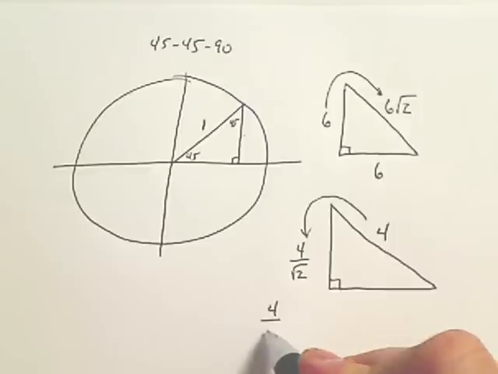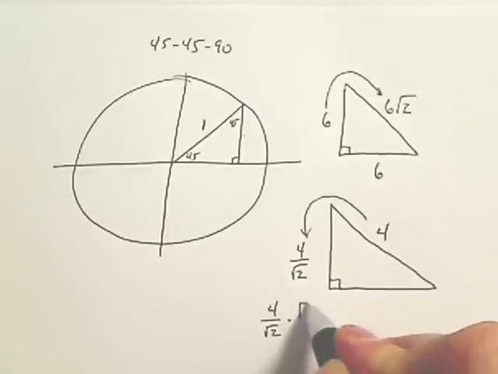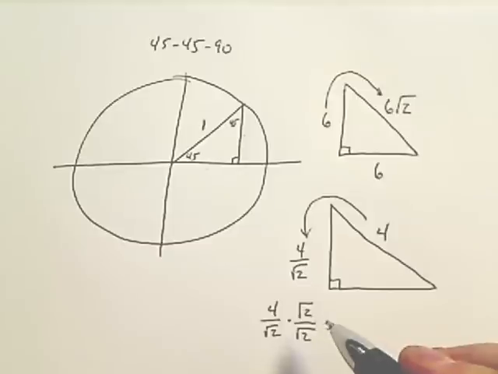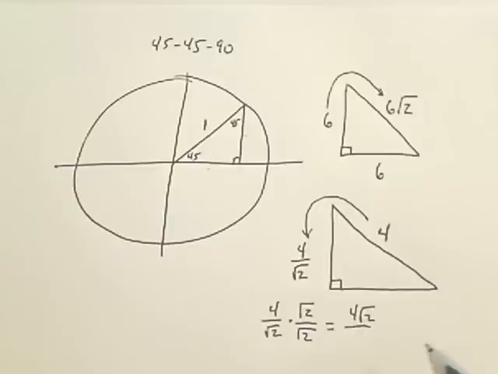You would multiply this fraction by a fancy form of 1, and the fancy form of 1 you should choose is root 2 over root 2, and that's going to get rid of the radical symbol in the bottom, in the denominator. On top you have 4 root 2. On the bottom you have 2, because that's just square root of 4, which would simplify to 2 root 2. So you did that in geometry.